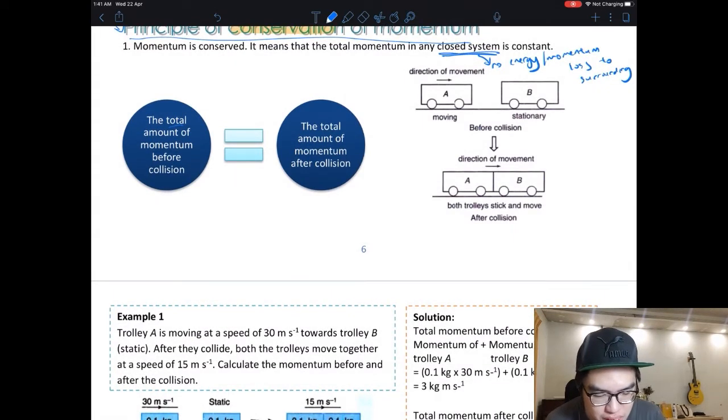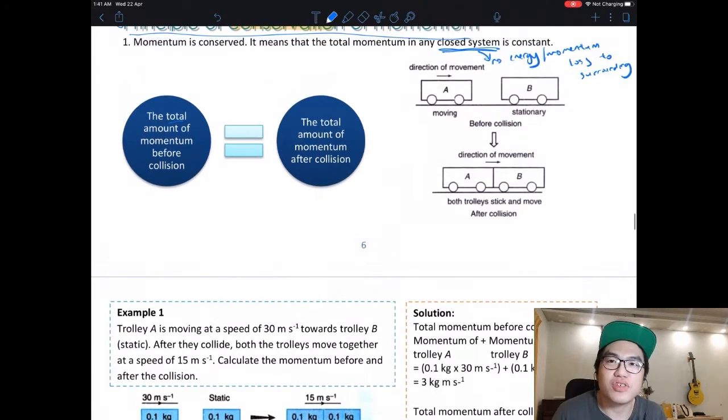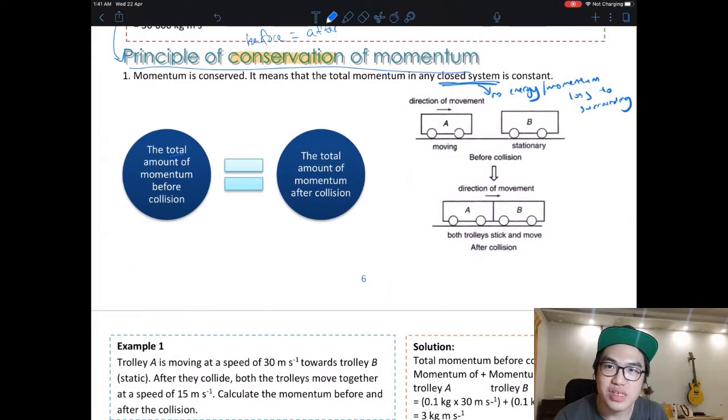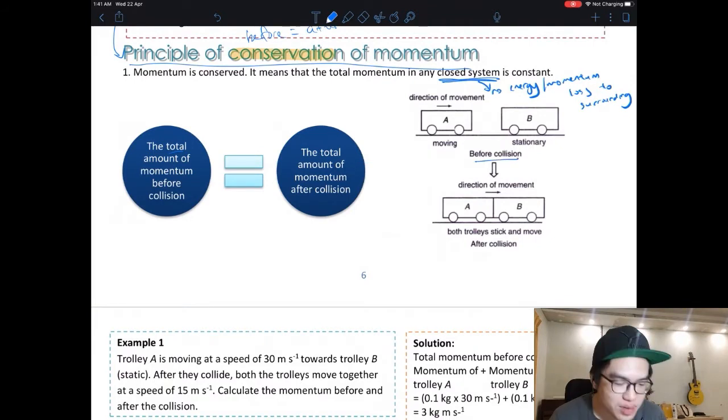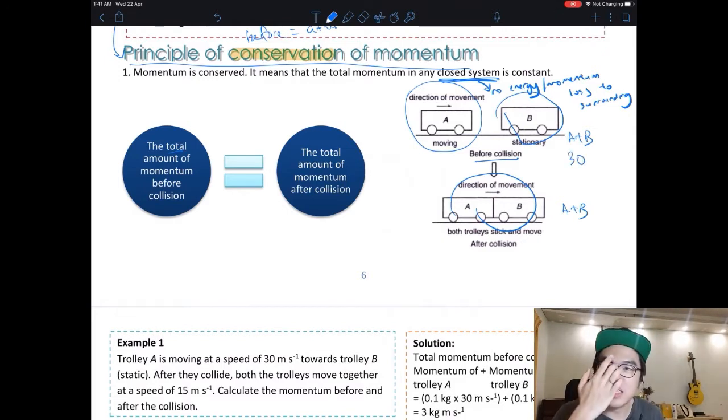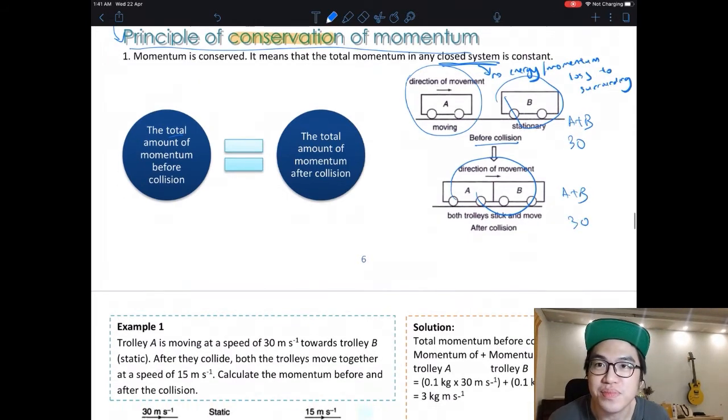So the principle of conservation of momentum says that before collision and after collision, momentum is the same. Let's say before collision, A has momentum, B has momentum, so A plus B is equal to after collision. Now you see after collision they stick together, so the momentum of A and B would be the same as before. Let's say before collision is 30 momentum, after collision is also 30. This means the conservation of momentum. You may ask how this applies to real life.